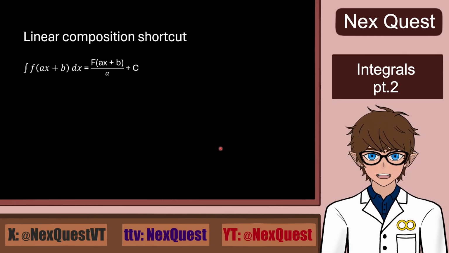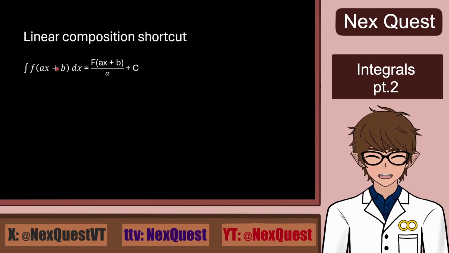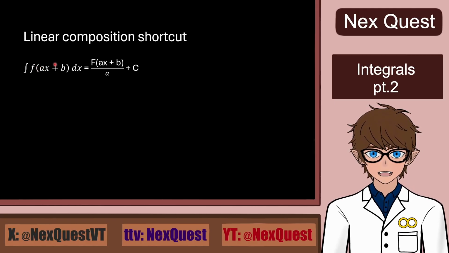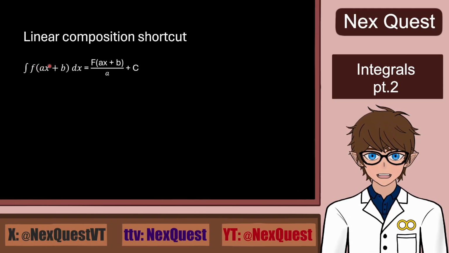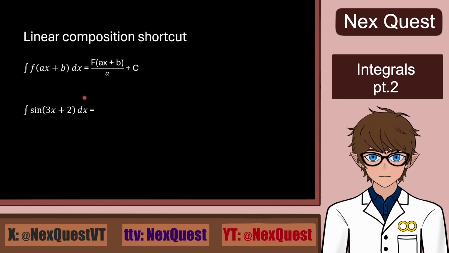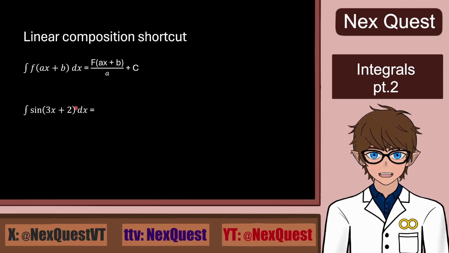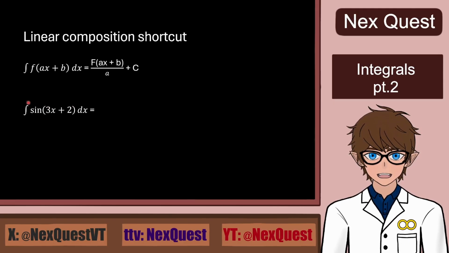So a trick that we can use whenever we have an integral of a function that has a linear function inside of it. So we can't use it if we have some exponent to the x or so. So let's see an example. So we have an integral of sine of 3x plus 2. So we see this comes in when we have a composite function with a linear function inserted.